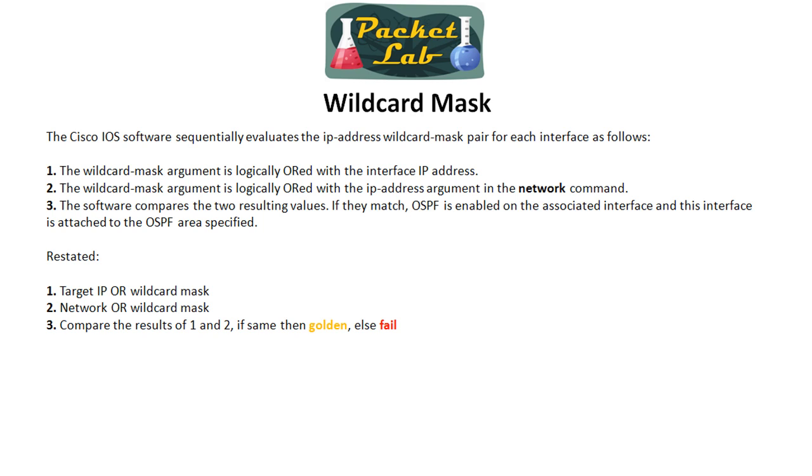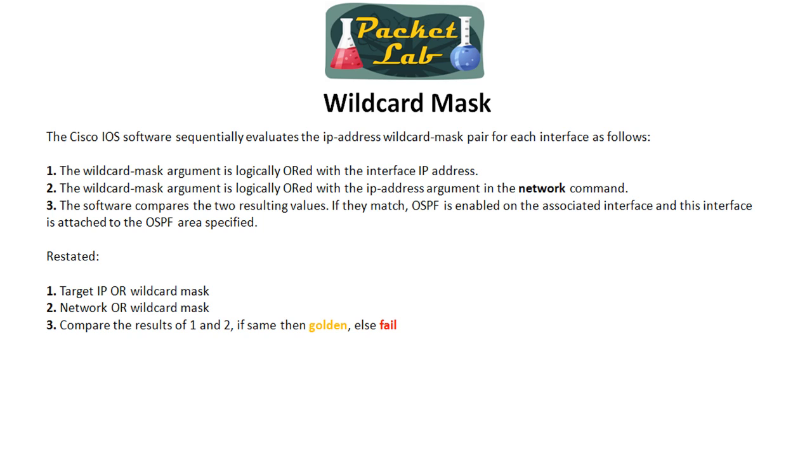It says, Cisco IOS software sequentially evaluates the IP address wildcard mask pair for each interface as follows. It's going to take the wildcard mask argument, and it's going to logically OR it with that of the IP address. It's going to take the wildcard mask argument again, and logically OR it with the IP address argument in the network command. The software compares the two resulting values. If they match, OSPF is enabled on the associated interface, and the interface is attached to the OSPF area specified.